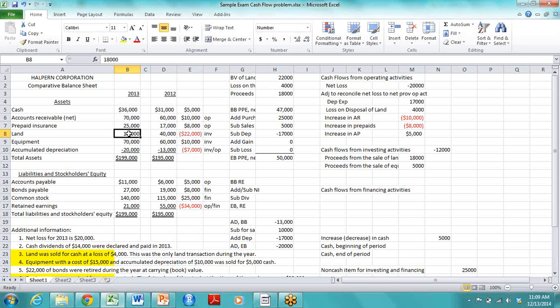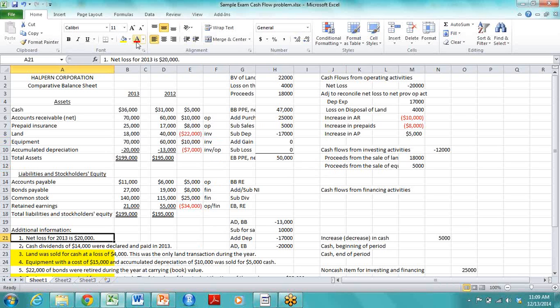So maybe we own 2 pieces of land. We sold one of them that had a book value of 22. This 18 is for another plot of land that we have. That's the book value of that plot of land. I'm not really sure of the question, aside from this 18 that's left is just coincidental. That's the same as the proceeds. Okay, so that's our proceeds from sale of land and proceeds from sale of equipment. Those are our 2 investing activities. I don't see anything else.